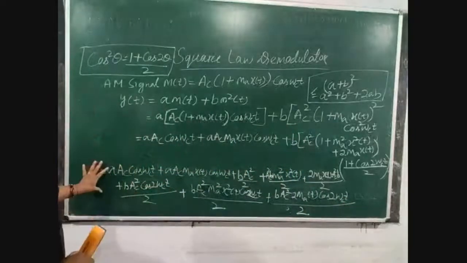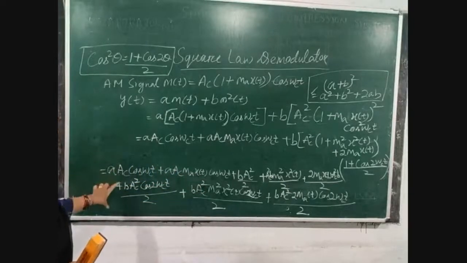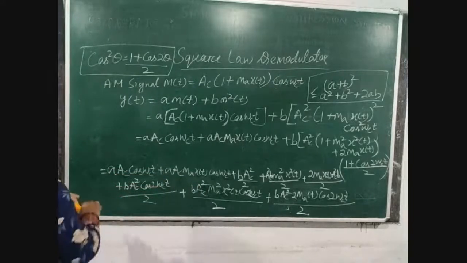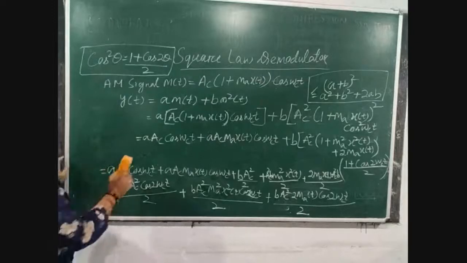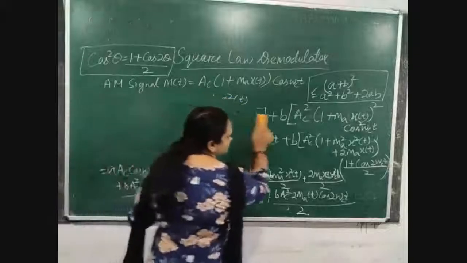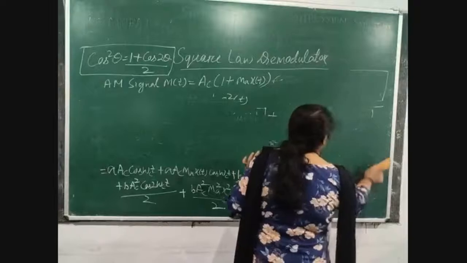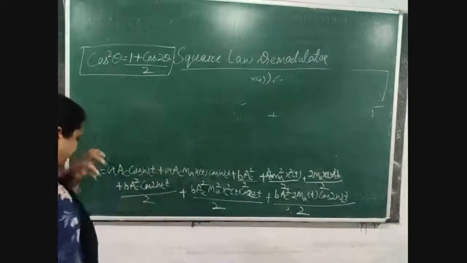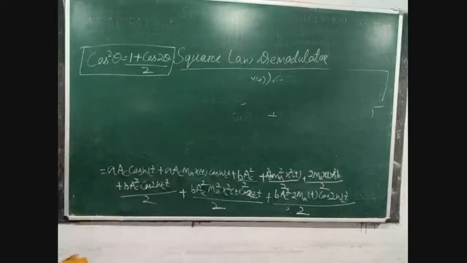So at the end we get these terms, means at the output of the nonlinear device we get all these terms. This is just a mathematical derivation, nothing else. So this one is the final equation. So this one is the first term.